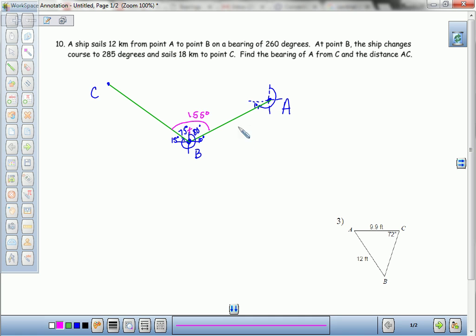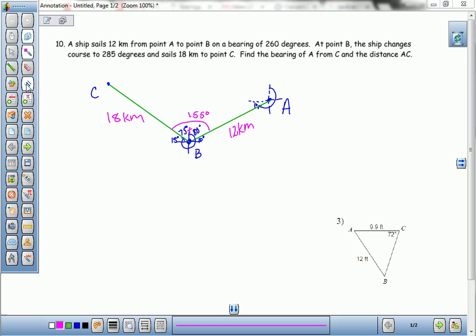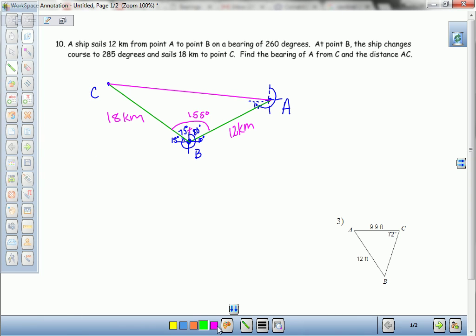Now it tells us a distance here also. It says we went 12 kilometers from here to here, and then we went 18 kilometers from B to C. And it asks us to find the bearing from A to C, with respect to A, and the distance from A to C. So we're looking at this distance here, and this bearing, which would take us from here all the way to there. Those are what we're looking for.